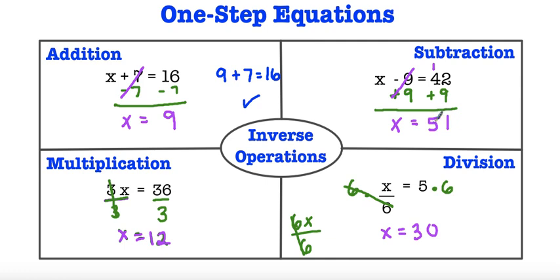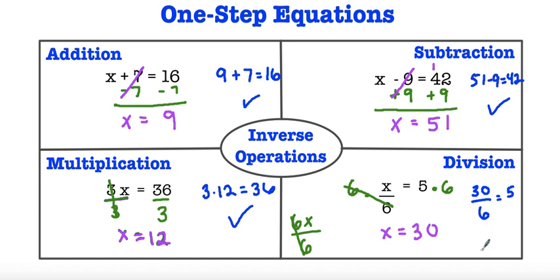Here, I got x is equal to 51. If I wanted to go back and check my work, I would substitute x for 51. So 51 minus 9, and that does equal 42. So that's how I know I got my answer right. And here, if I wanted to check my work, I would do 3 times 12 because it's 3x, and remember that's multiplication. 3 times 12 is equal to 36, so that is right. And then here I have x divided by 6, so 30 divided by 6 is equal to 5, so that's how I could check that.